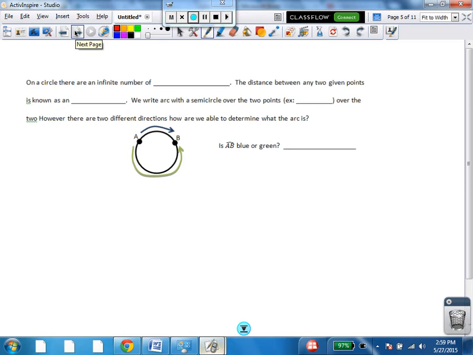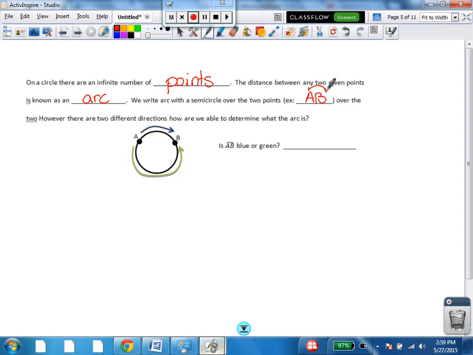Now, next we need to look at concepts of arcs. Now, on a circle, there are an infinite number of points. The distance between any two given points is known as an arc. No, not like a boat. We write arc with a semicircle over the 2 points. So for example, I can say points from A to B and have an arc over top of it. So it would be known as arc AB over the 2.